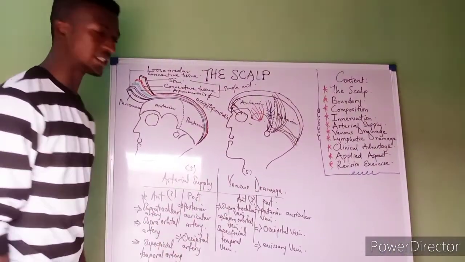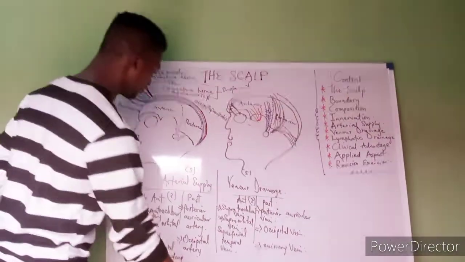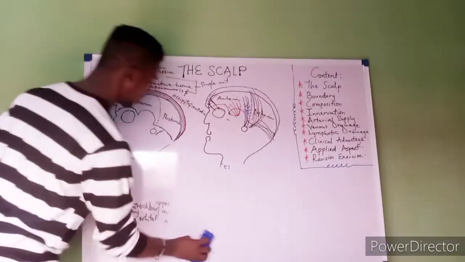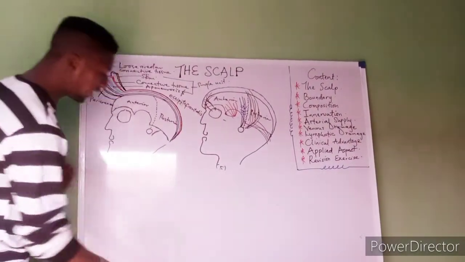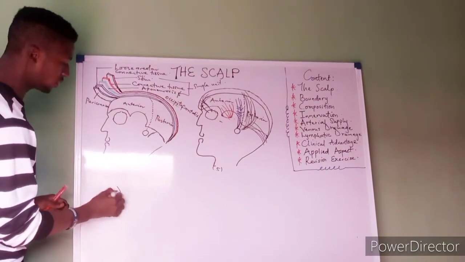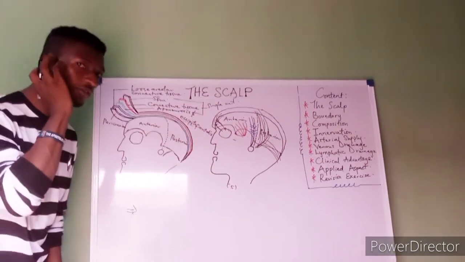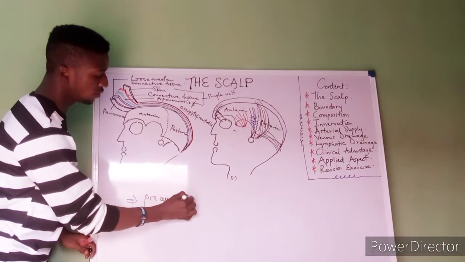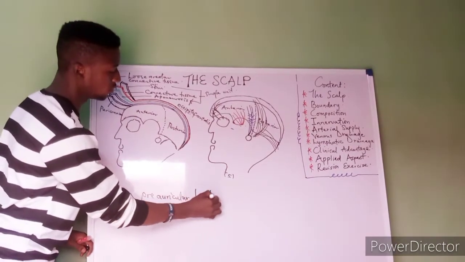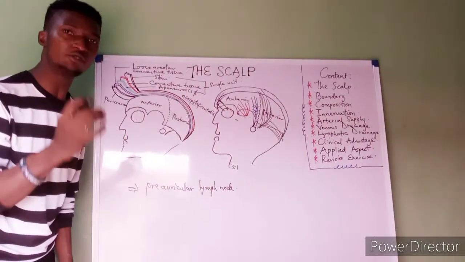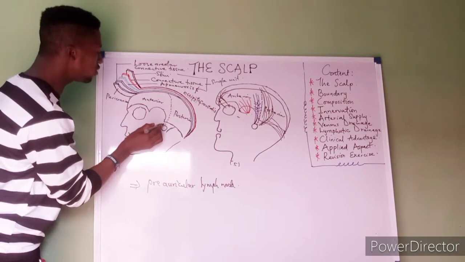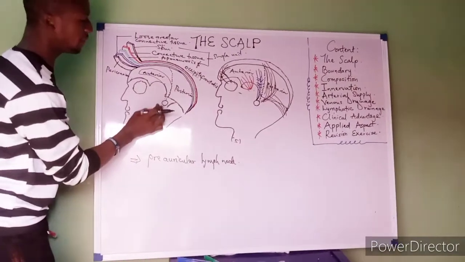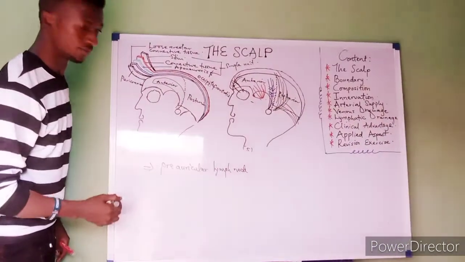Let's move to the aspect of the lymphatic system. For the lymphatic drainage, there are three lymph nodes that we talk about here. The first one is the one in front of the auricle. We call it the pre-auricular lymph node. Where does the pre-auricular lymph node supply? It drains the region in the anterior portion.